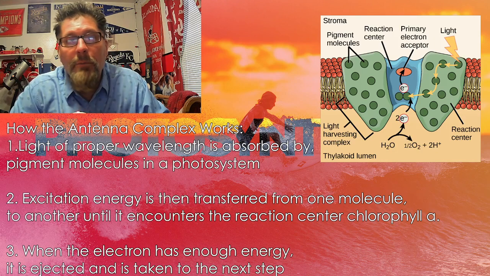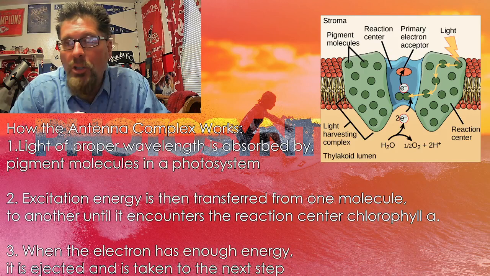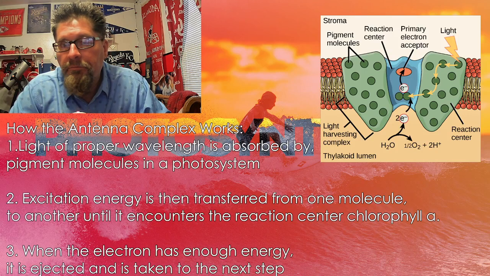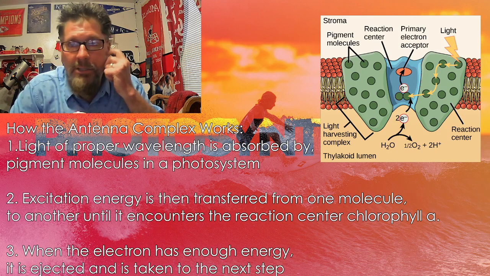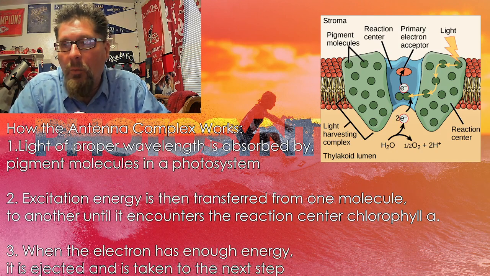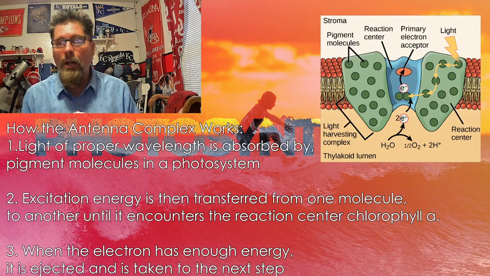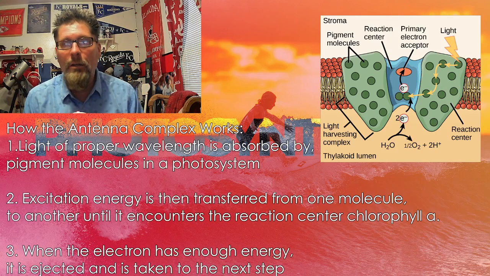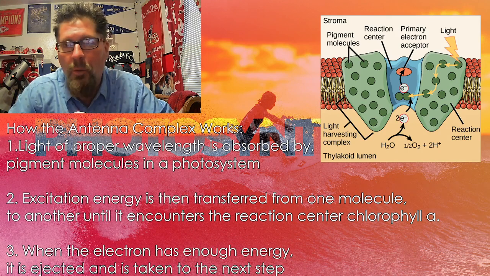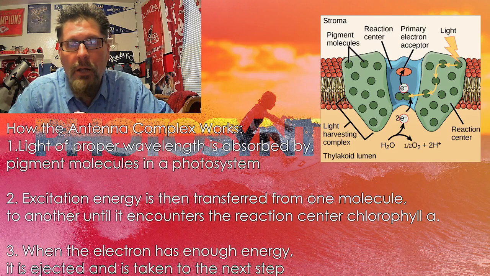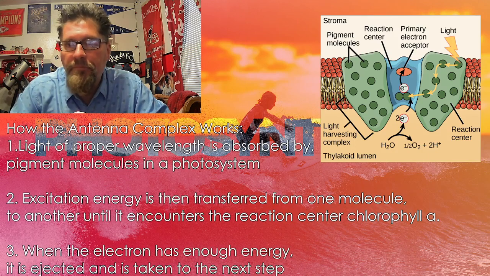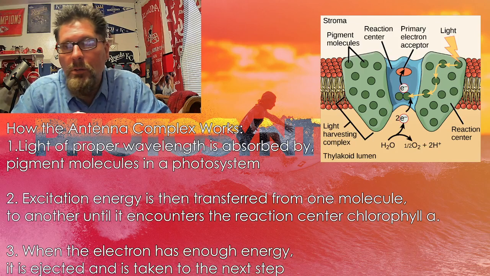This is the same image that was on the previous screen, but it's now larger. We don't need a satellite dish anymore. But let's talk about this antenna complex and how it works. It's the idea of absorbing that light energy. You can see the yellow arrows, the funneling. That photon is absorbed by the pigments, chlorophyll A, chlorophyll B, beta carotene, and then that energy is passed along, funneled along into where the electron is.